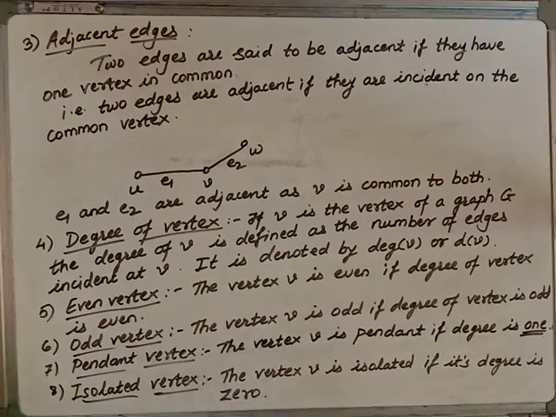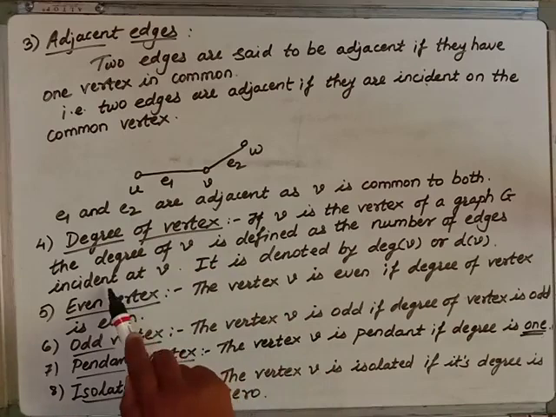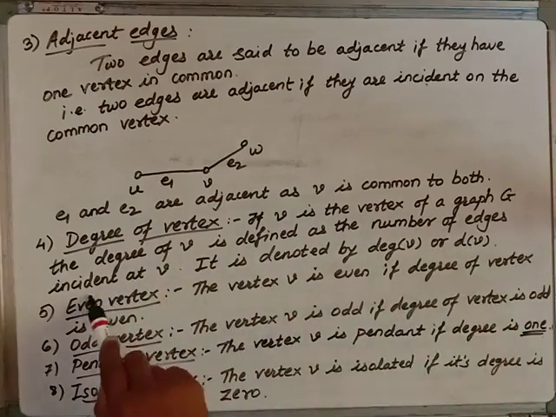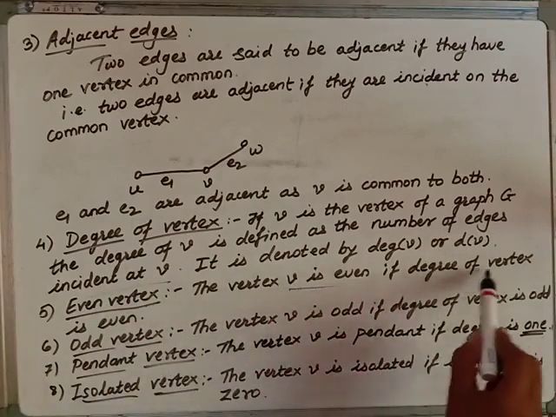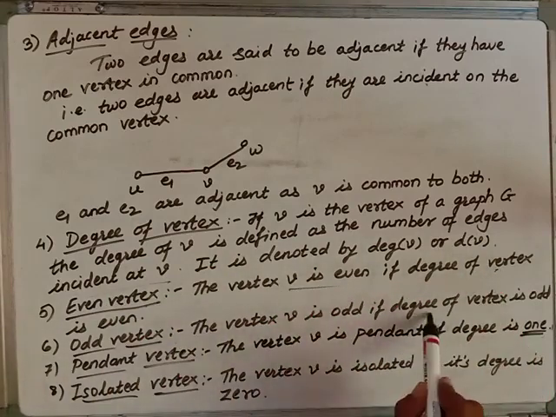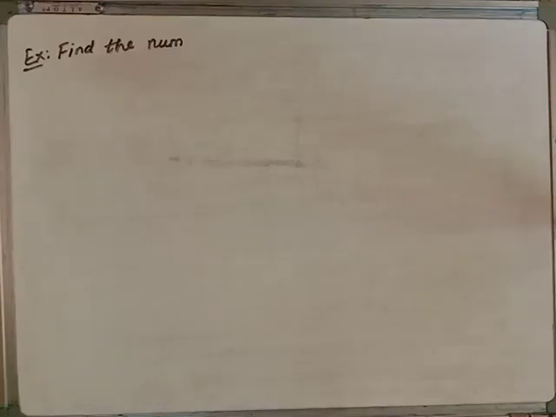Look at it carefully. This is a very important thing. Degree of vertex means how many edges are incident on that vertex. Even vertex if degree is even. Odd if degree is odd. Pendant if degree is 1. Isolated if degree is 0. Now let's take one small example on this one.